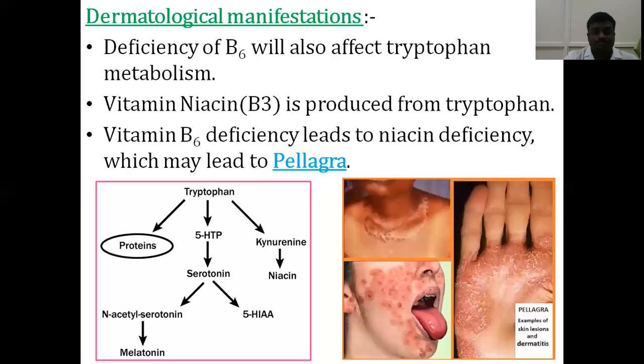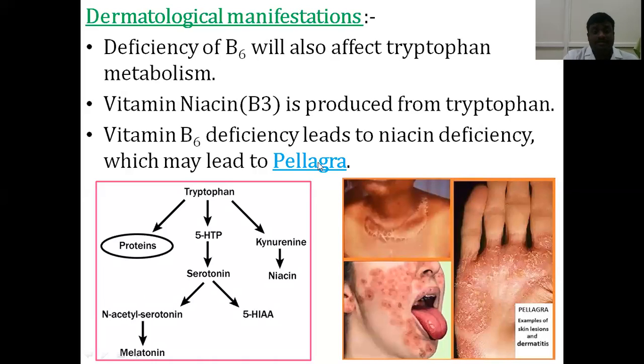Next one is dermatological manifestation. For example, pellagra. Pellagra means skin irritations, skin lesions. You can see different types of symptoms around the cheeks, neck, palm. These are all skin problems, and they are due to niacin deficiency.